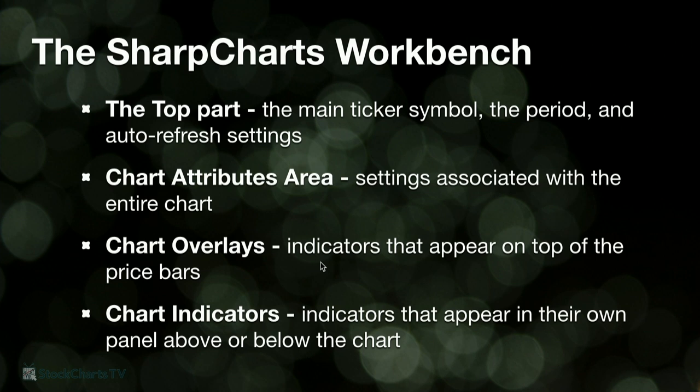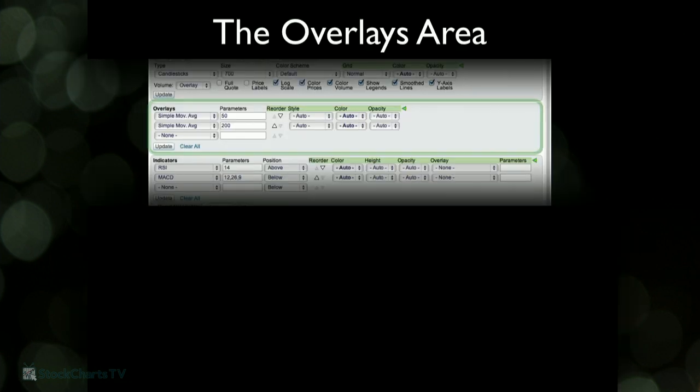Then there's the chart overlays area. That's what we're going to focus in on. Everything we're going to be talking about is in this chart overlays area, just below the chart attributes area, which is just below the chart itself. And then finally, at the bottom of the workbench are chart indicators. And again, those are what we'll talk about later. So maybe some other show.